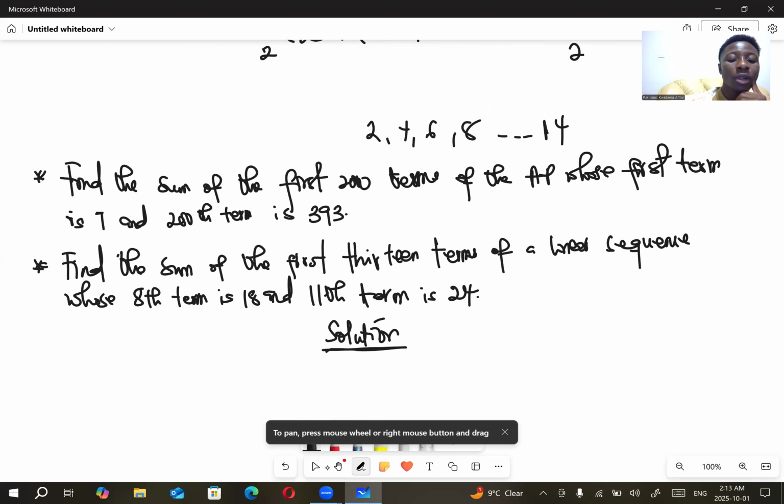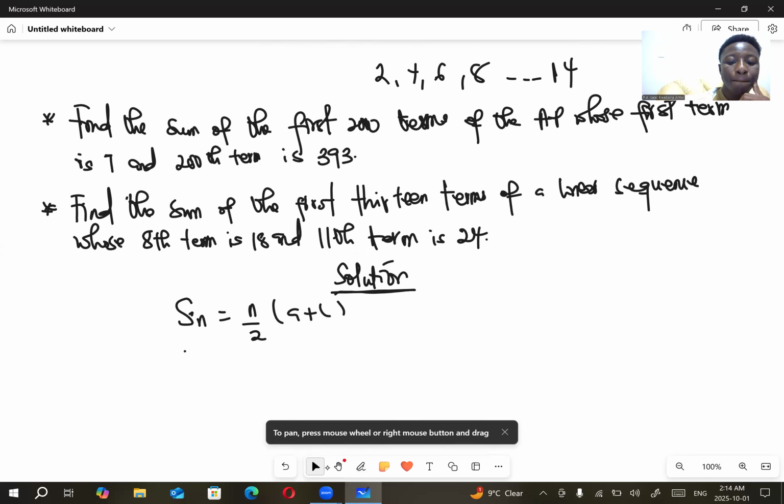Okay, so now we know that our formula to find the sum is, in this case, it says 200. No, put the formula first. It's n over 2 into bracket a plus l. So the sum of the first 200, S200, will be equal to, n will be what? 200, right? And I believe you know why it's 200. And the question says a is 7, so 7 plus what? 210 is 393.